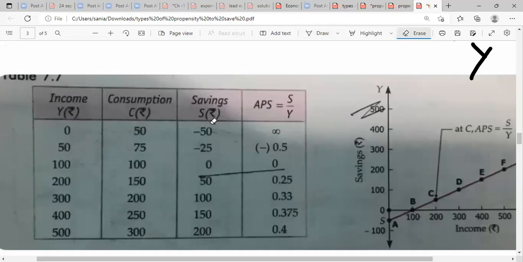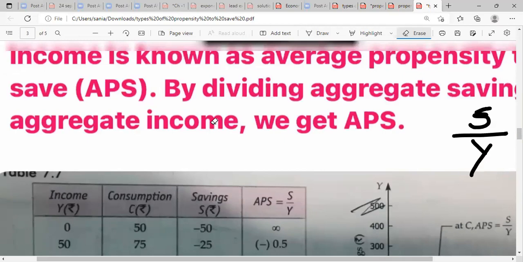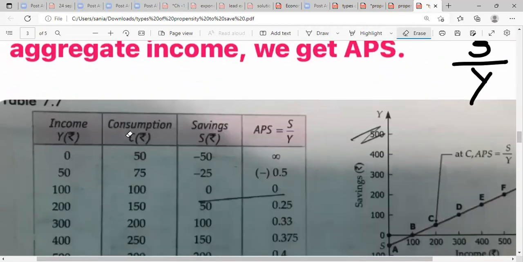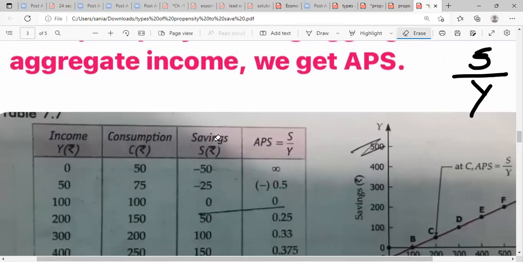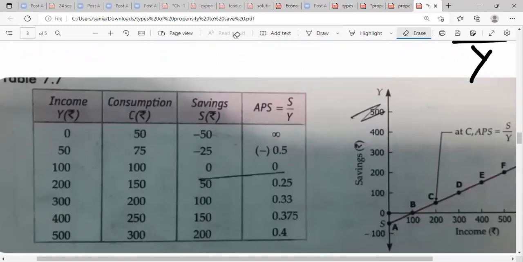You just have to take income and the savings, okay? Because this is all about the saving curve. So you are not going to include this because we are talking about average propensity to save. So, saving curve. I think after this chapter, you people will be pro in drawing graphs and tables because you have to draw so many graphs over here.